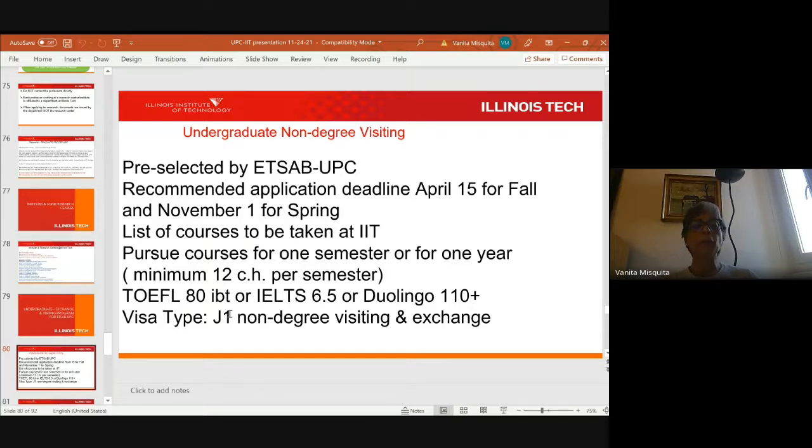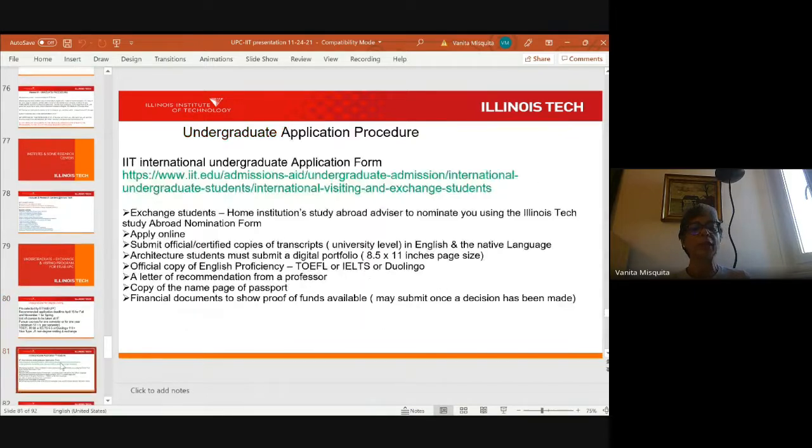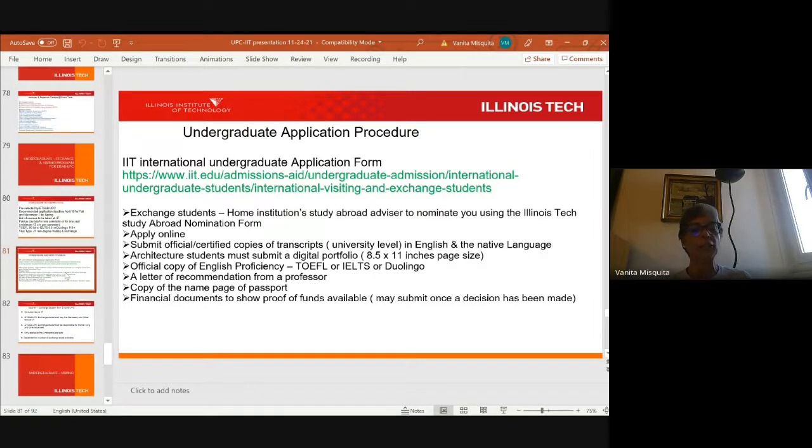The TOEFL requirement for undergraduate, again, this is only for the School of Architecture, not coming for a degree program but coming for a semester or for a year to take courses, is a little lower, 80 instead of 90. However, IELTS and Duolingo are the same. And for the ETSAB, the School of Architecture, the visa type would be J-1 non-degree visiting or exchange.